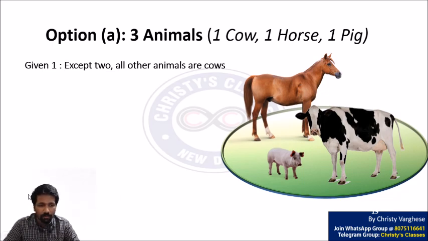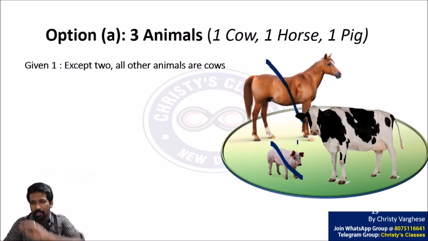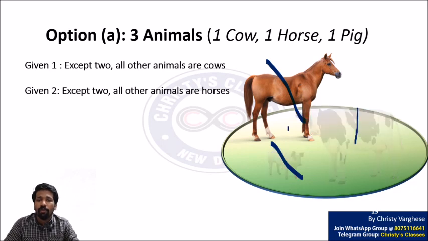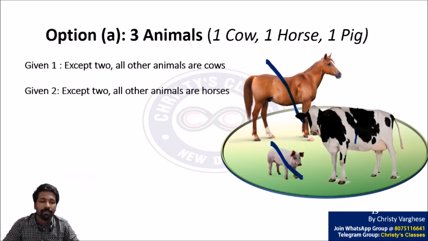Now how is it possible? Just delete the pig and horse from this list. Whatever remains, yes, that is only 1 cow, but that is only a cow, isn't it? There is nothing else other than cows. So definitely all but 2 were cows is satisfied. Now all but 2 were horses is also satisfied, because if you think from the perspective of horse, if you remove 2 animals from these 3 animals, which 2 animals?